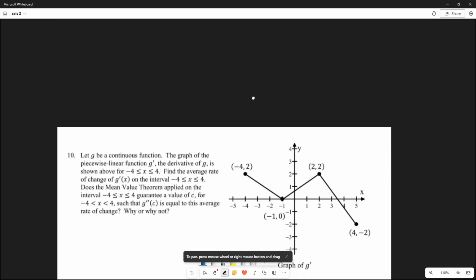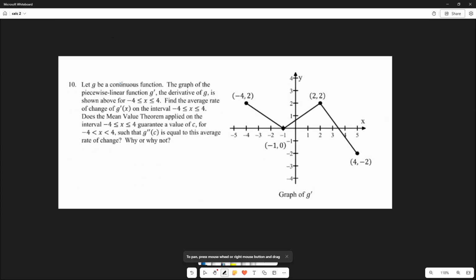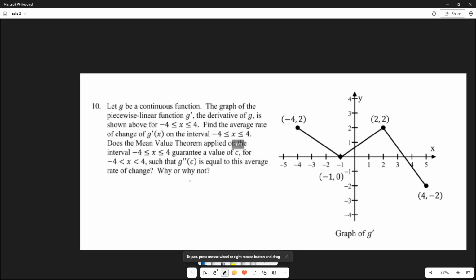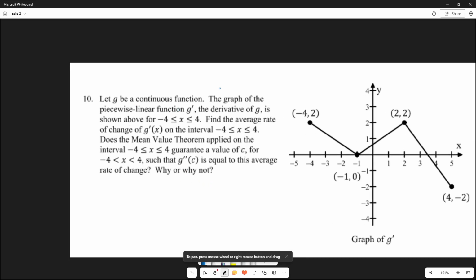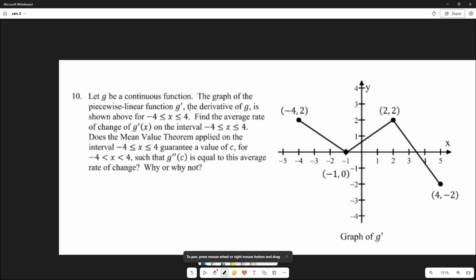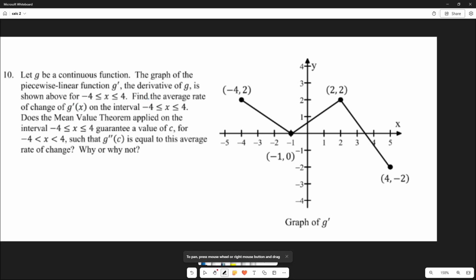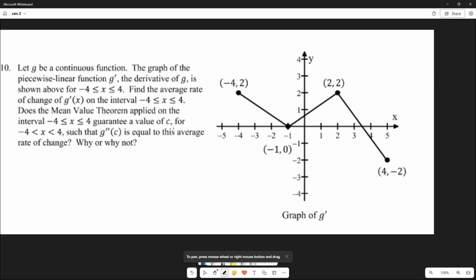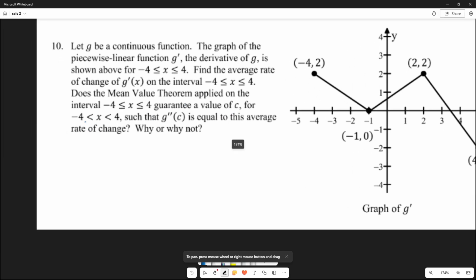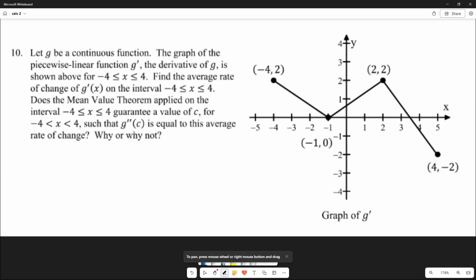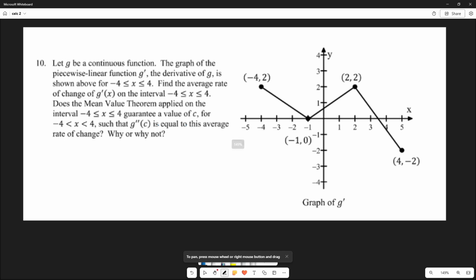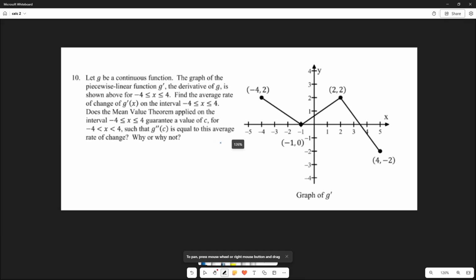And then we're going to go on to one last question, and then I'm going to read it out and explain what to do. So let g be a continuous function. The graph of the piecewise linear function g prime, the derivative of g, is shown above for the interval -4 to 4. Find the average rate of change of g prime of x on the interval -4 to 4. Does the MVT applied on the interval guarantee a value of c from -4 to 4, but not including them, such that the second derivative of g, or g prime of c, is equal to this average rate of change?